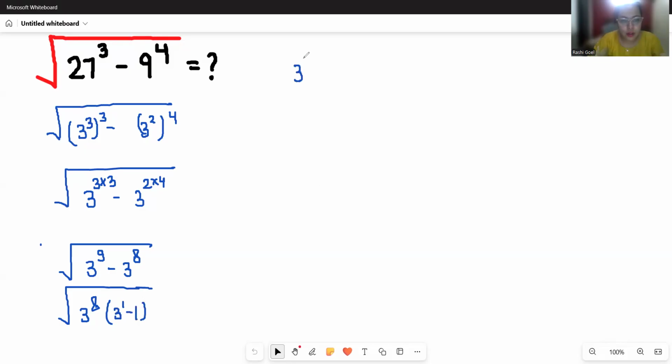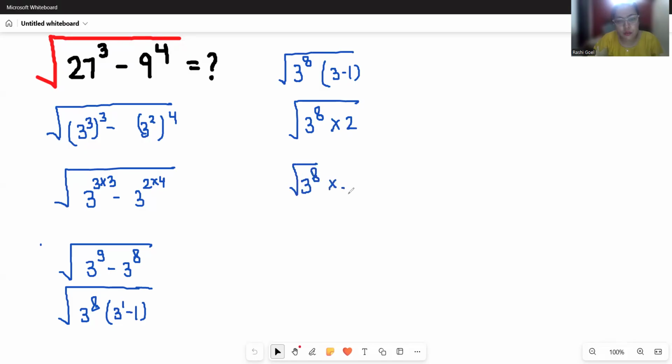So 3 power 8, then 3 power 1 is 3, minus 1, 3 power 8 times 2. We can write it as 3 power 8 square root times square root 2. So this becomes 3 power 8 times 1 by 2 times square root 2. So this will cancel out 4: 3 power 4 square root 2. 3 power 4 is 81 square root 2.